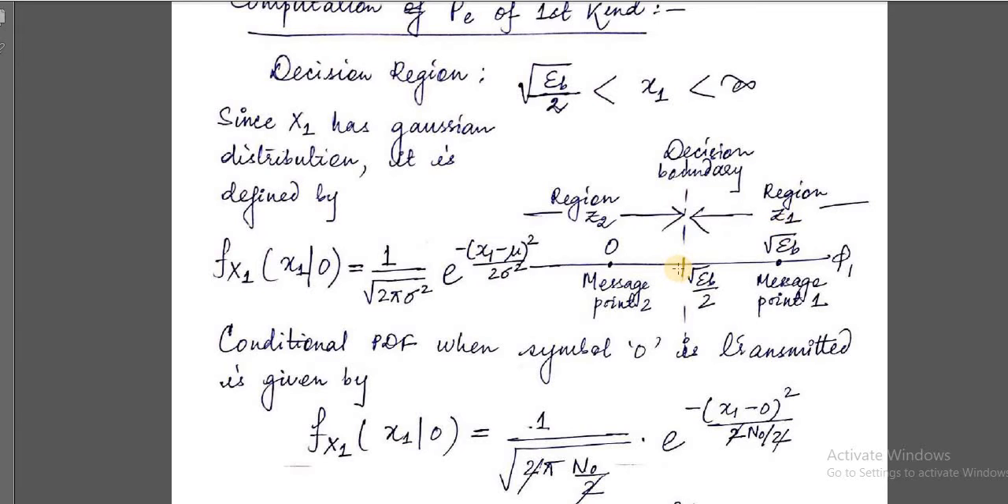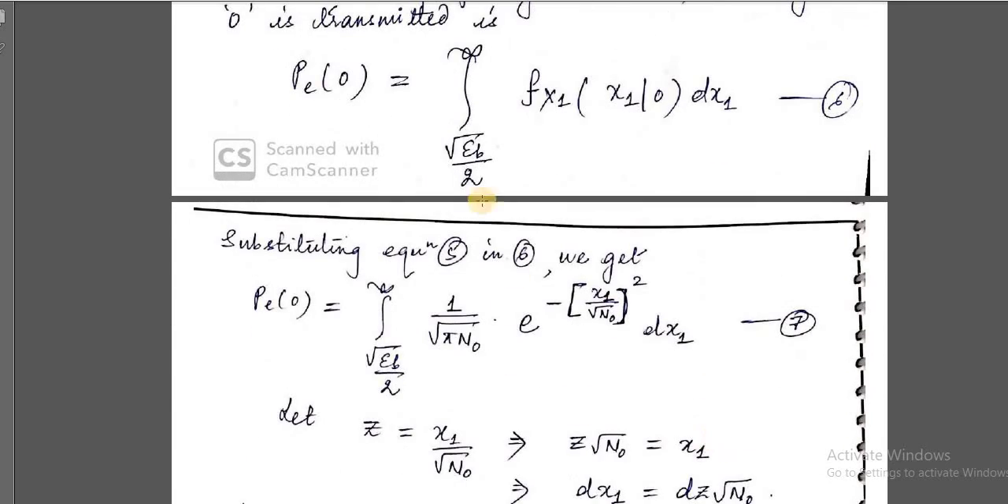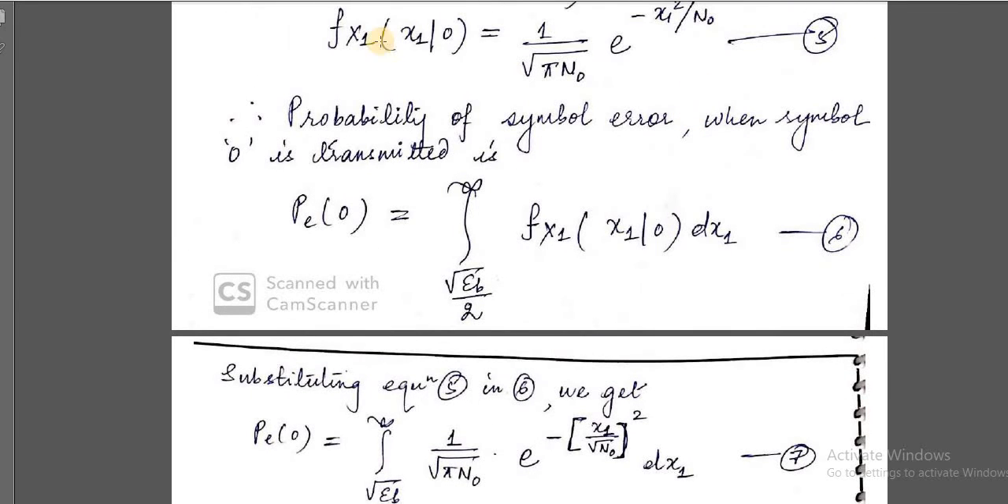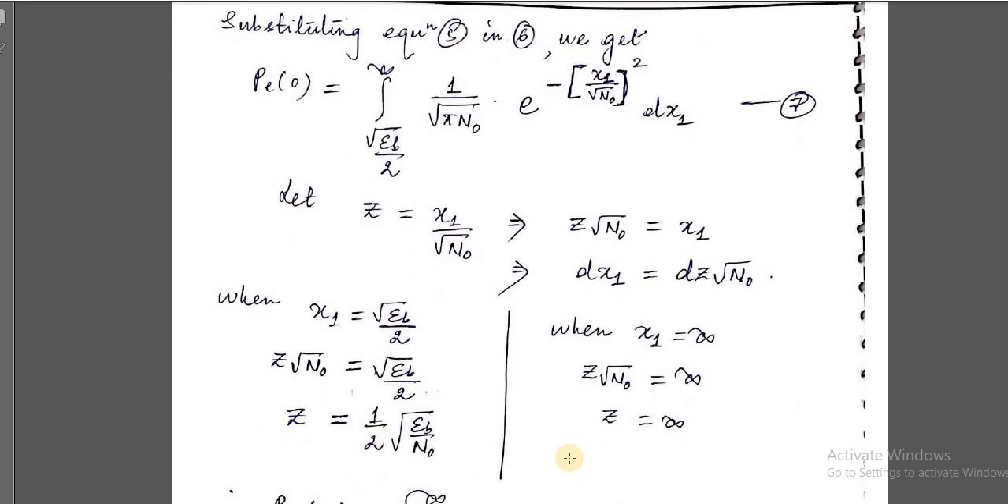Z1, and the Z1 region extends from root of Eb by 2 to infinity. So the limit extends from root of Eb by 2 to infinity, Fx1 x1 given 0 dx1. Just substitute equation numbers 5 and 6. Substitute this conditional probability, whatever we have reduced over here, and then let us make a few more simplifications in order to arrive at the final expression.